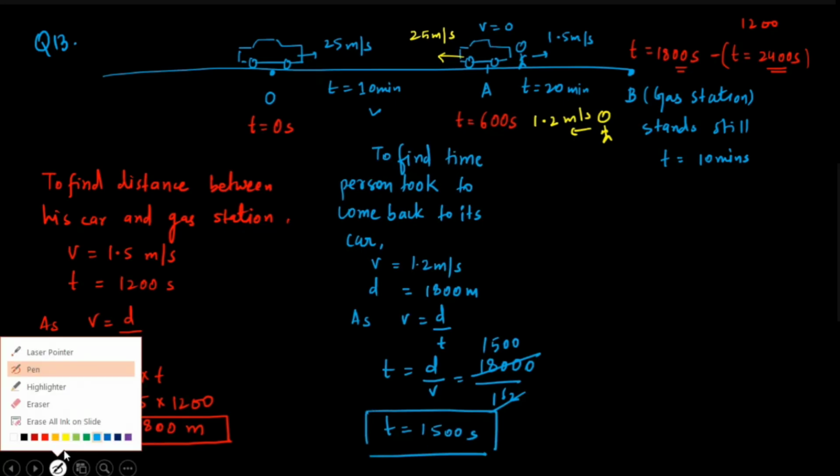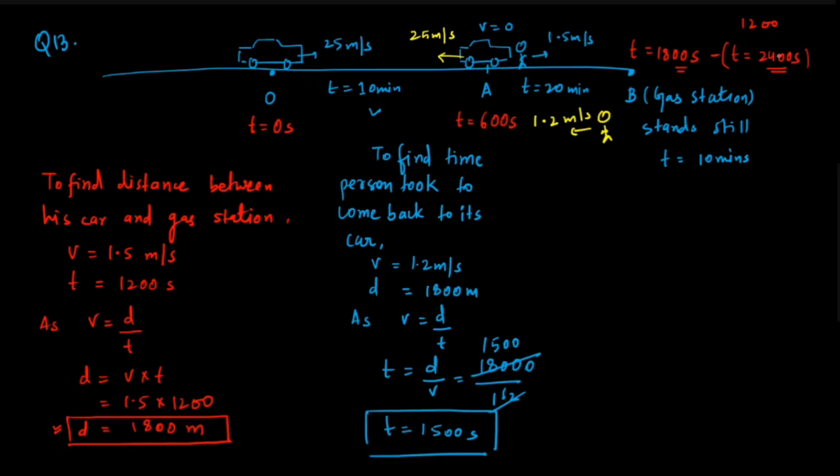Now we got the timestamp. So from 2400 seconds, it took another 1500 seconds to come back to its initial point, that is, to come back to its car again. So now the time at this particular point must have become 2400 plus 1500, which is going to be 3900 seconds.